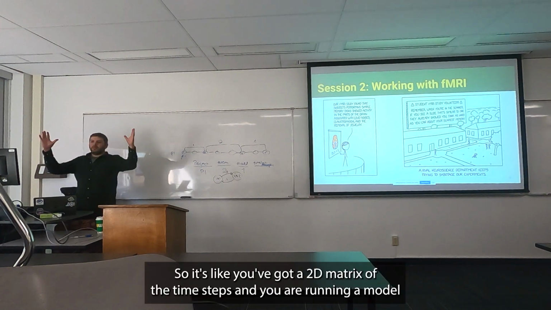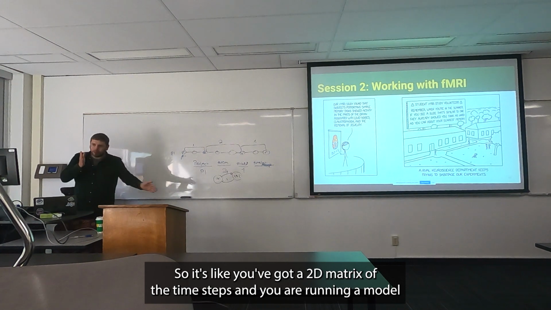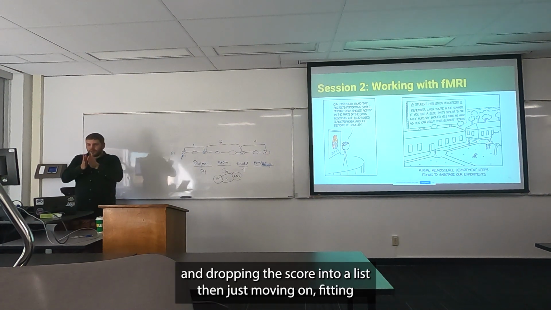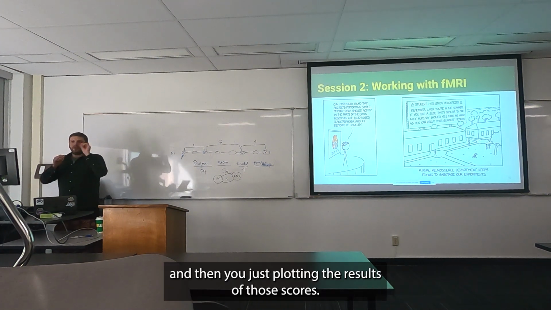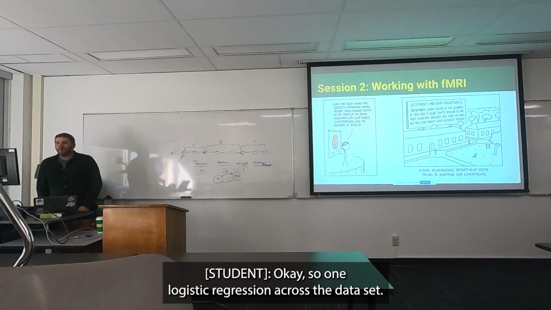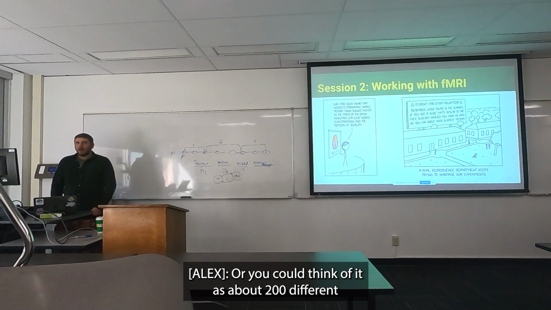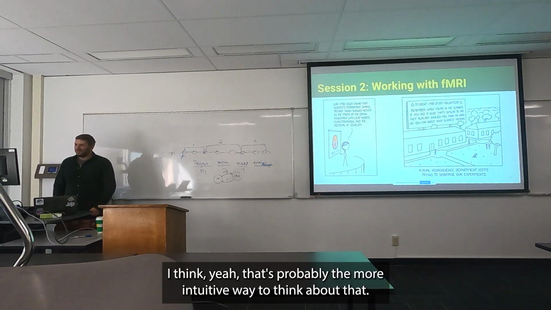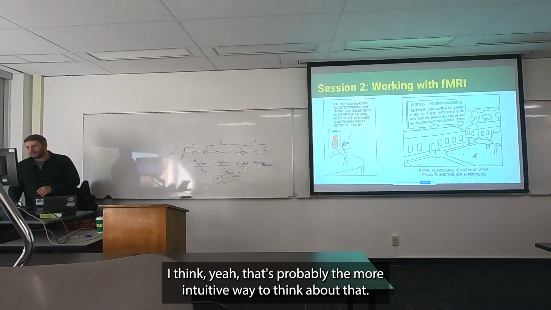Yeah, so you're taking the matrix of a time section, so you've got a 2D matrix of this time set and you're running a model, dropping the score into a list and just moving on and fitting it, and then you're just plotting the results of those scores. Or you can think of it as 200 different logistic regressions. I see. Yeah, that's probably the more intuitive way to think about it.